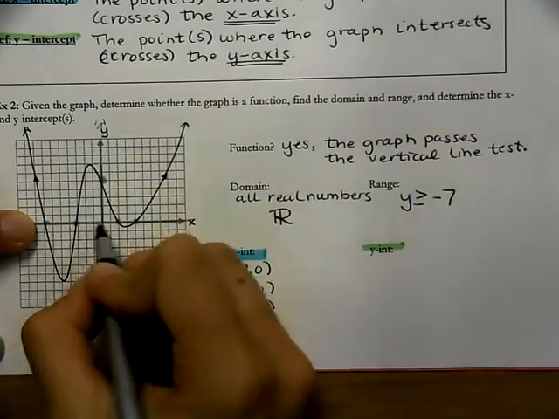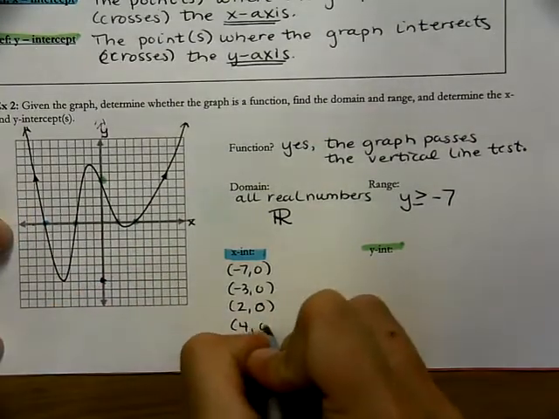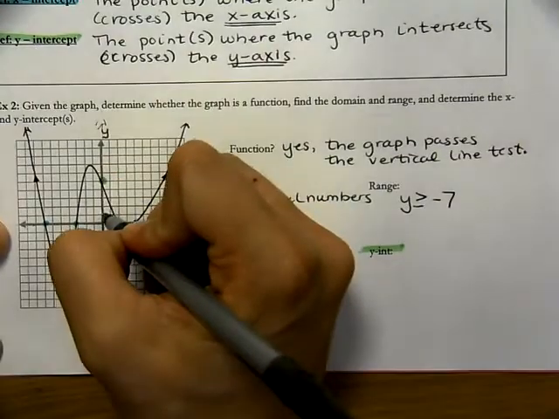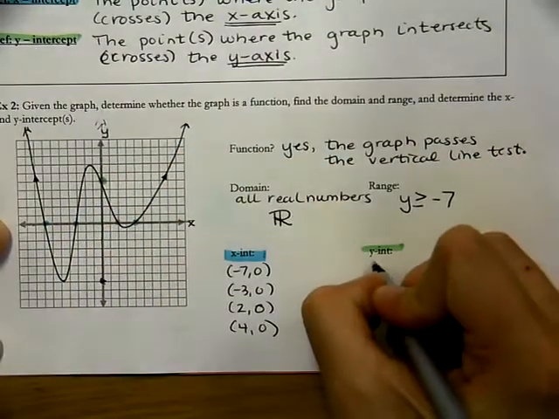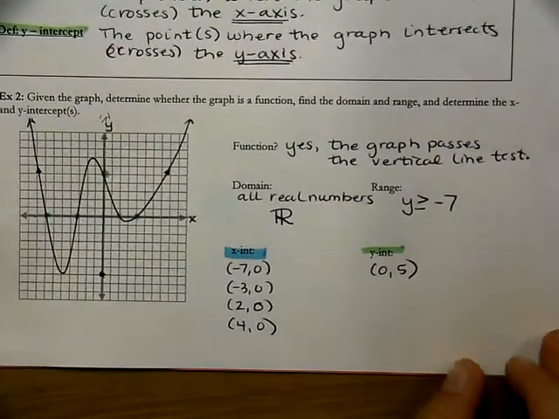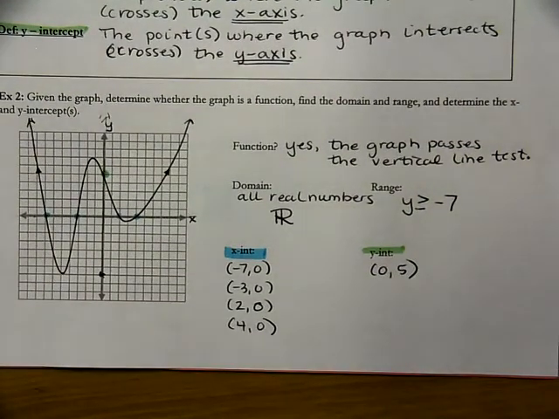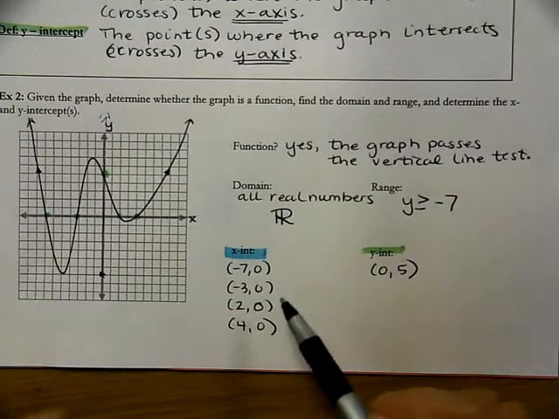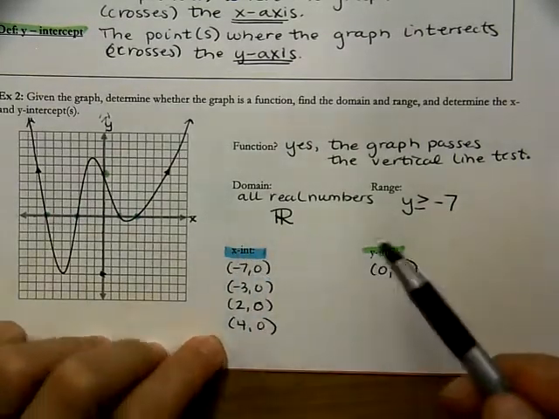Positive 2 comma 0, and then all the way over here 4 comma 0. For the y-intercept we have 1, 2, 3, 4, 5, just 0 comma 5. And so when we look at this, I want to start noticing a pattern for all x-intercepts and y-intercepts. When we look at the x-intercepts, let's think, what do they all have in common?